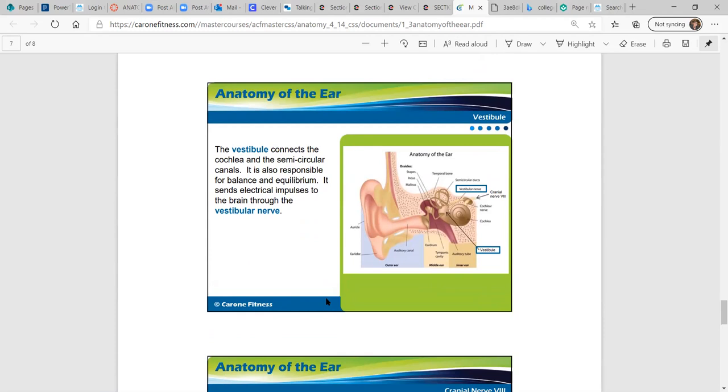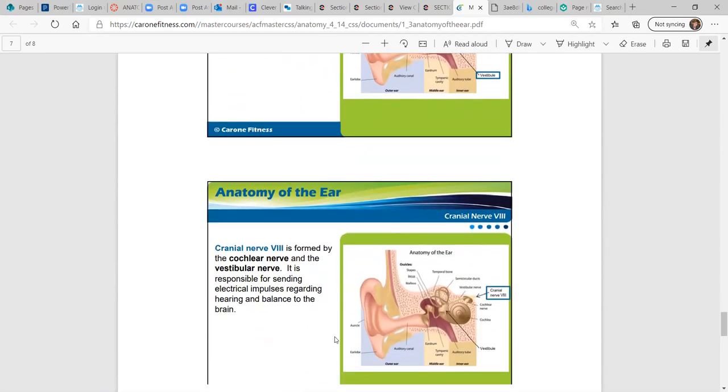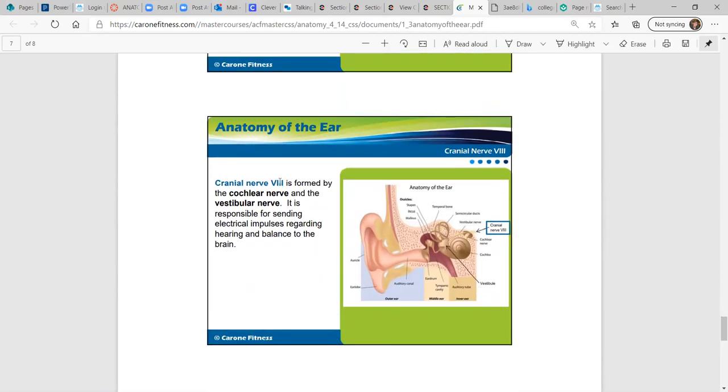The vestibule connects the cochlea and the semicircular canals. It is also responsible for balance and equilibrium. It sends electrical impulses to the brain through the vestibular nerve. The cranial nerve 8 is formed by the cochlear nerve and the vestibular nerve. So these two nerves combine into the cranial nerve. See them meeting?